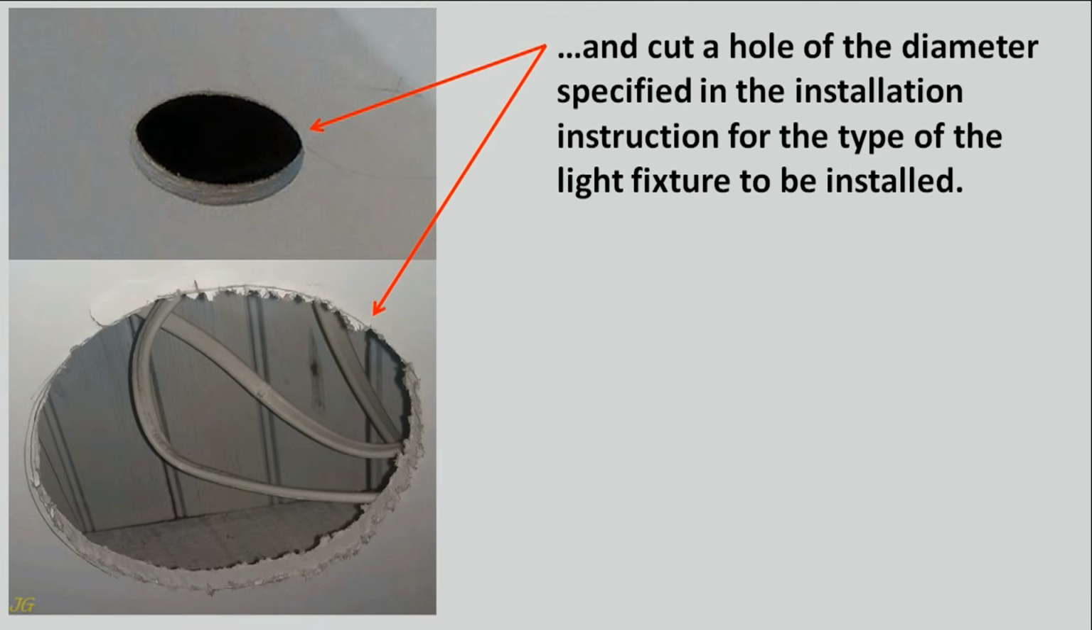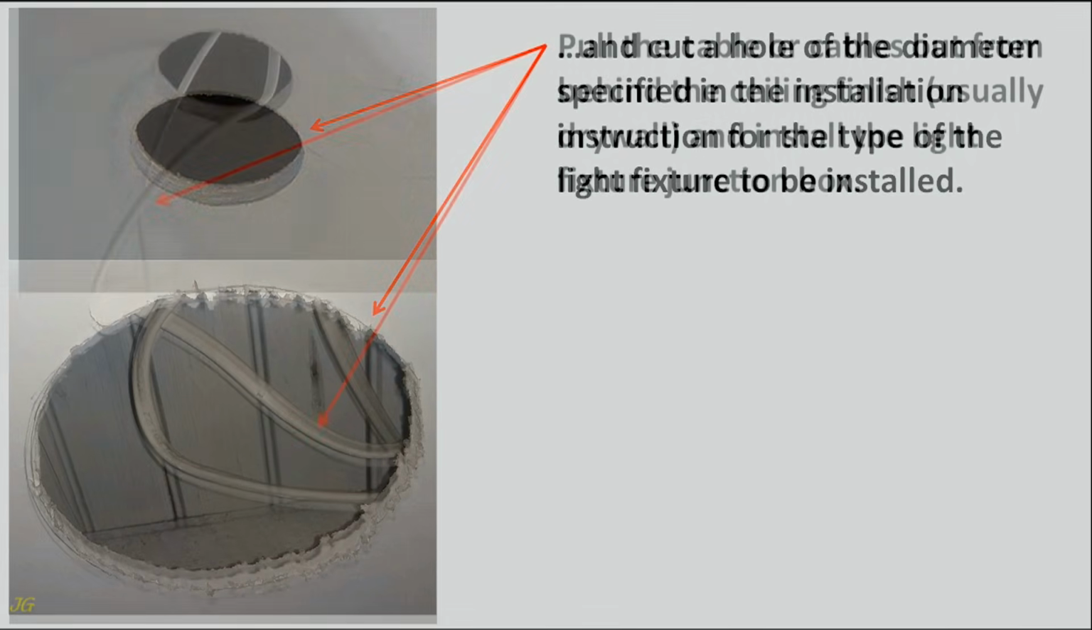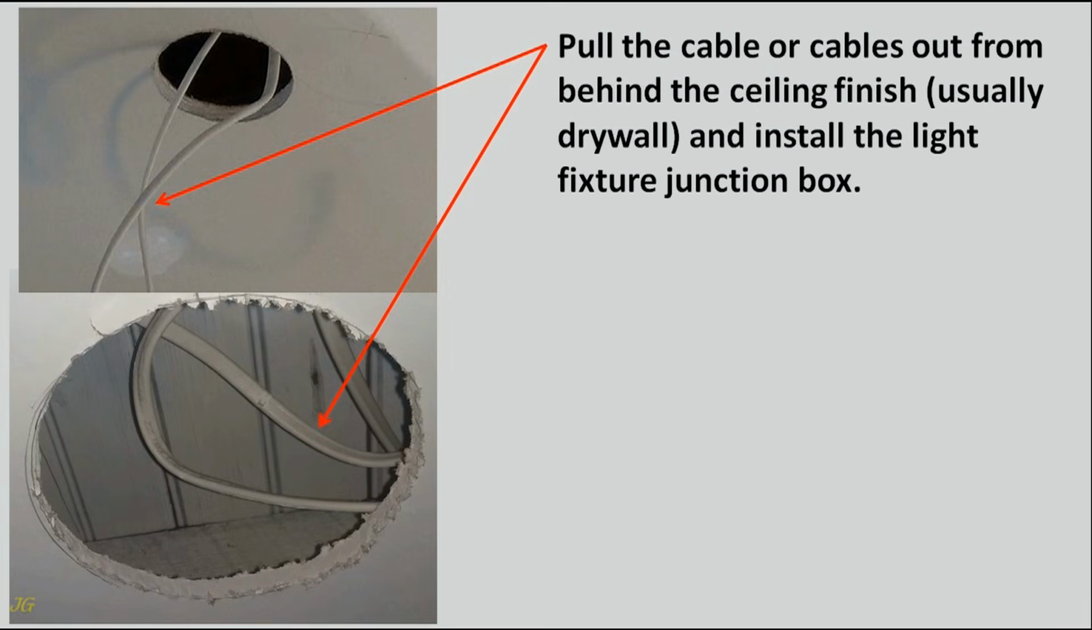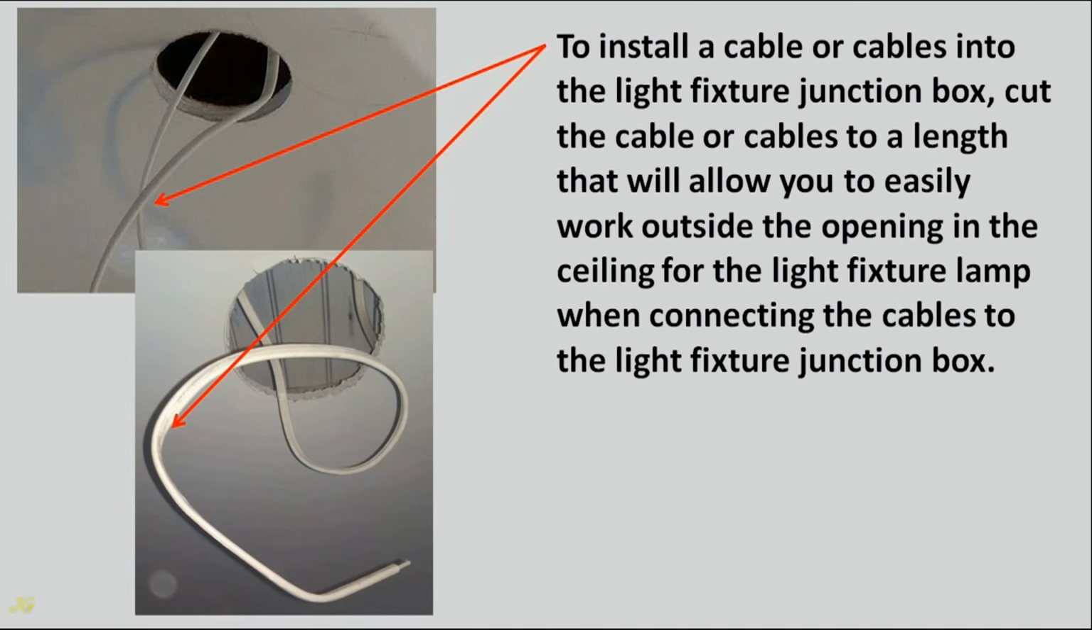And cut a hole of the diameter specified in the installation instruction for the type of the light fixture to be installed. Pull the cable or cables out from behind the ceiling finish, usually drywall, and install the light fixture junction box. To install a cable or cables into the light fixture junction box, cut the cable or cables to a length that will allow you to easily work outside the opening in the ceiling for the light fixture lamp when connecting the cables to the light fixture junction box.